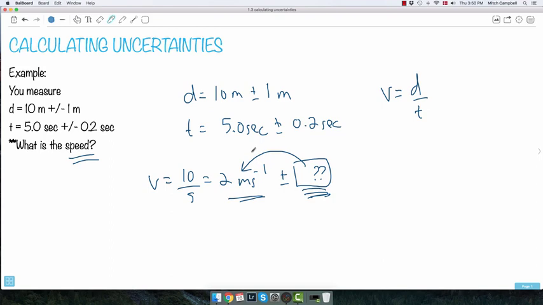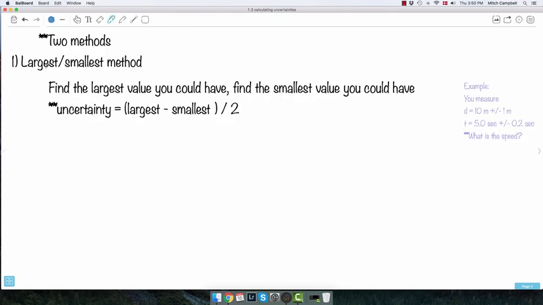I'm going to show you two different methods to do this. The first method is called the largest smallest method, or at least that's what I like to call it. It's really simple. By the way, I just cut and pasted the same example so we have all the numbers there. The largest smallest value method is just that: find the biggest value you could possibly have for each of your values. I think it'll make more sense in context.